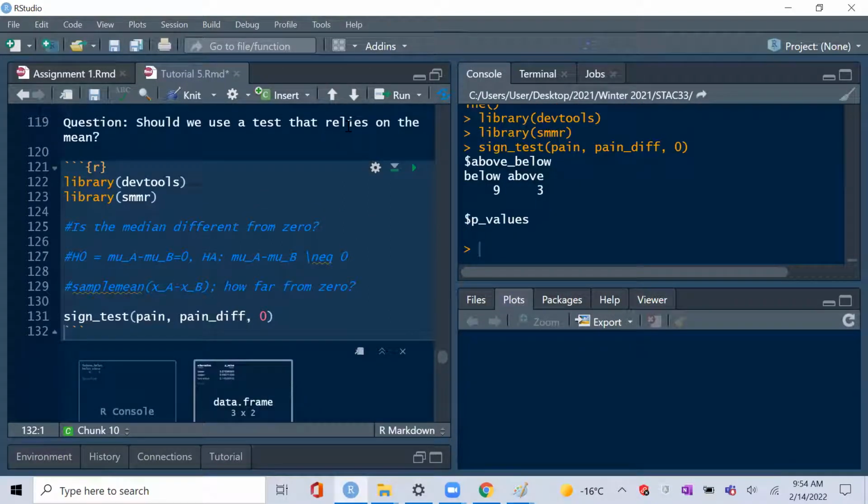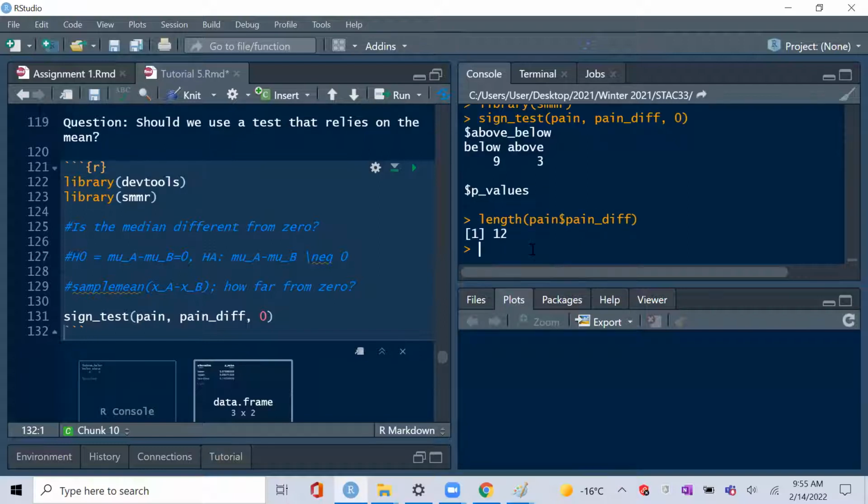So 9 are below 0, 3 are above. So I'm trying to see how many of the observations are below 0. Pain diff, remember, is actually my variable. If I look at the length of pain diff, you'll see that it has a length of 12 because there are 12 observations, right? So I'm trying to see how many of them are above and below 0. 9 are below 0, 3 are above.